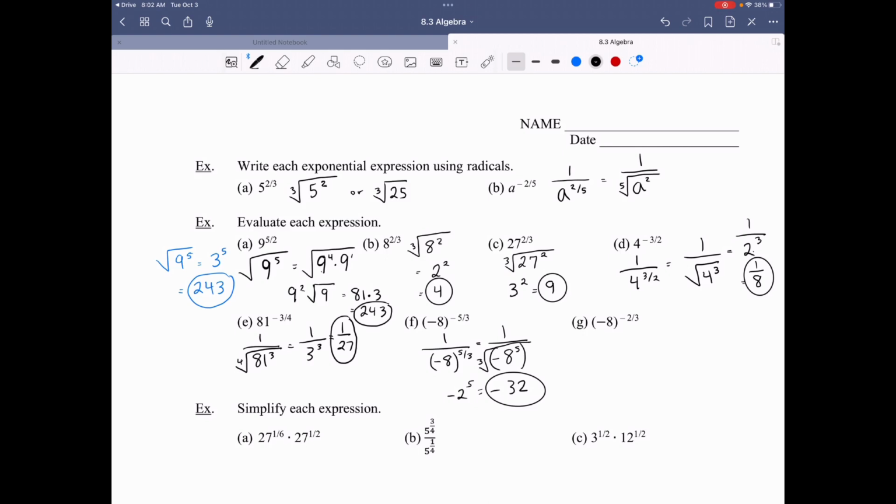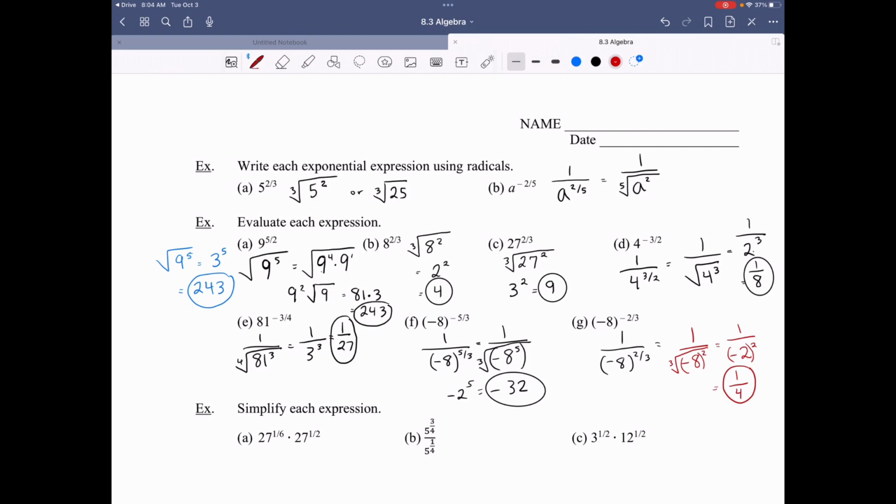Let's try this for G. We have 1 over negative 8 to the positive 2/3. At first I thought that this would become a not real number, but it's not. So I'm going to let you figure this one out in your groups, and we'll come back in a couple seconds, or maybe like a minute.